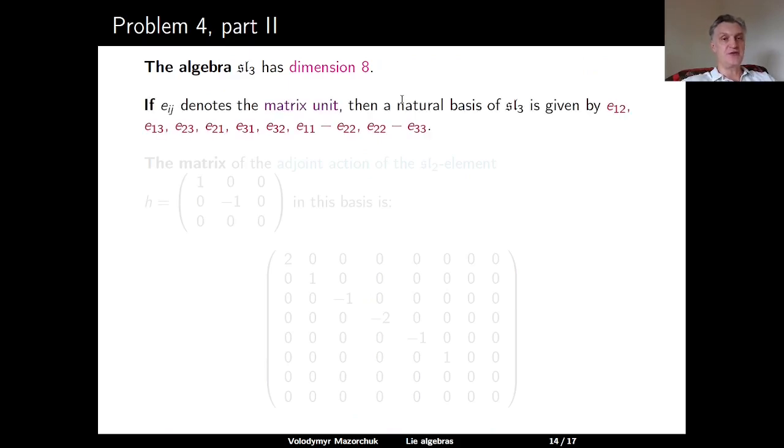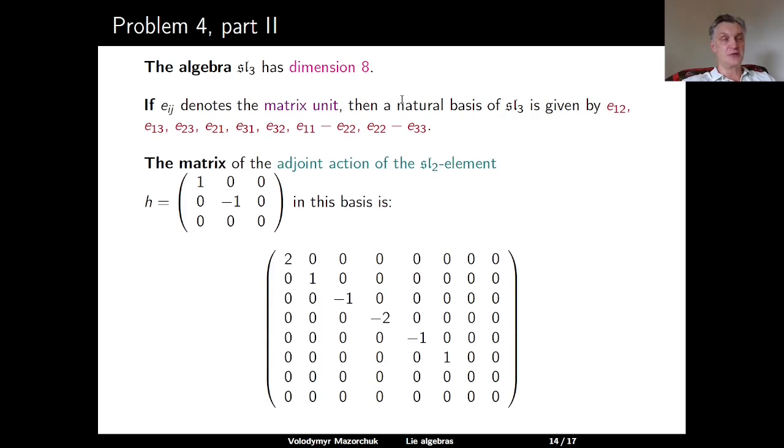If we consider the usual matrix units Eij, then we have the natural basis of SL3 given by the following elements: E12, E13, E23, E21, E31, E32, and then E11 minus E22, and E22 minus E33. The matrix of the adjoint action of our SL2 element H inside SL3, in our fixed basis of SL3, is given by the following diagonal matrix.